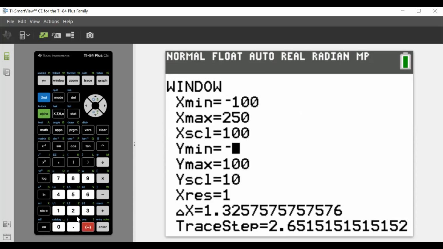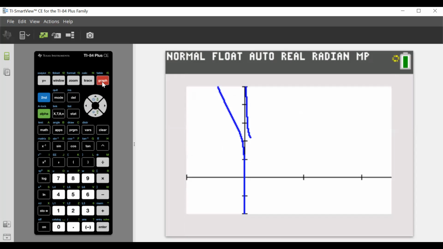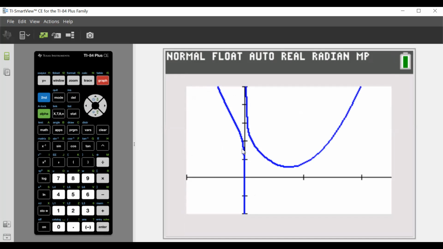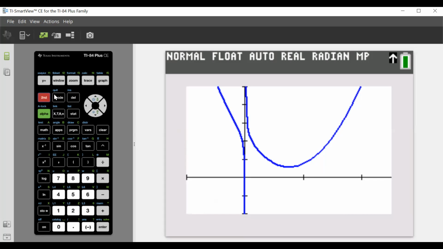Maybe negative 200 up to, I don't know, maybe 500. And again, we'll go by 100. I don't know what we're going to get, but all right, that gives us what the function looks like. We have that going down to negative infinity, and then this part going up like this. And ideally, this is where our minimum is.